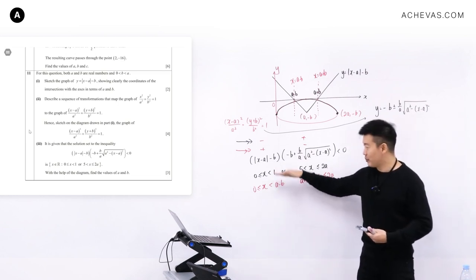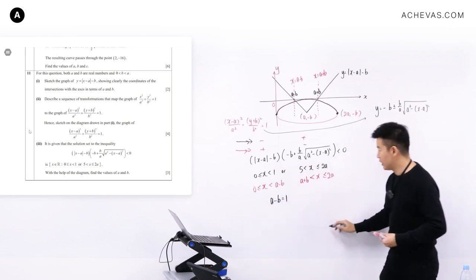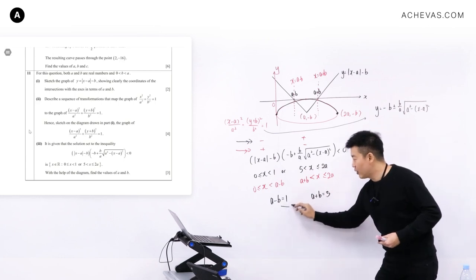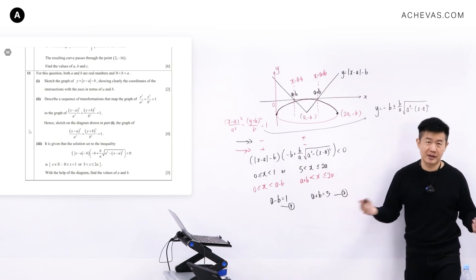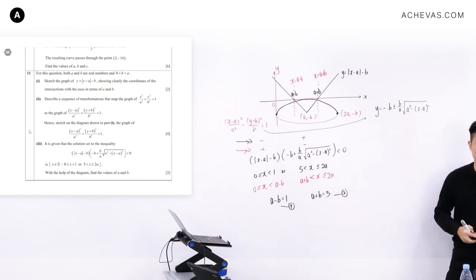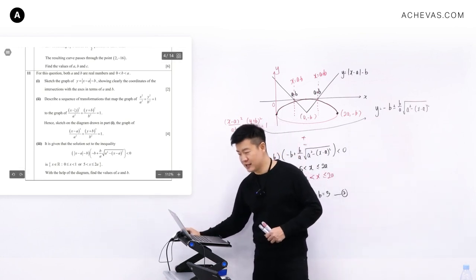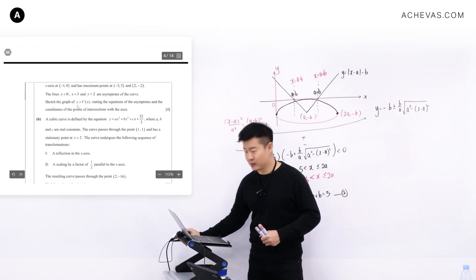Okay, now if I were to compare this to this, then I know a minus b is equal to 1, and I know that a plus b is equal to 5. I form two other equations, and I just solve them as simultaneous equations for a and b. A superb question that was set by AJC. Question number 11. Let's go back to question number 2.